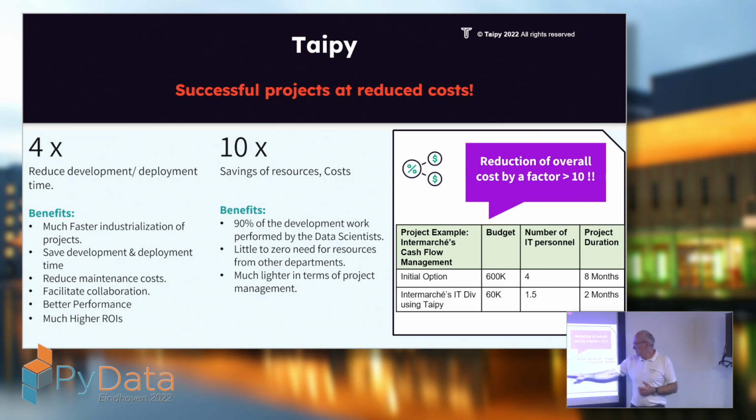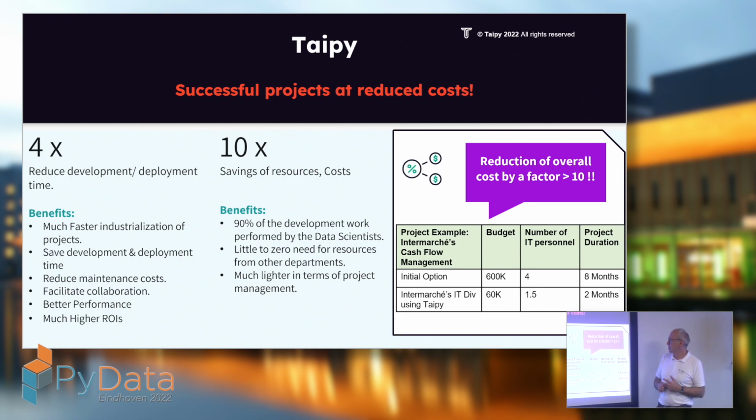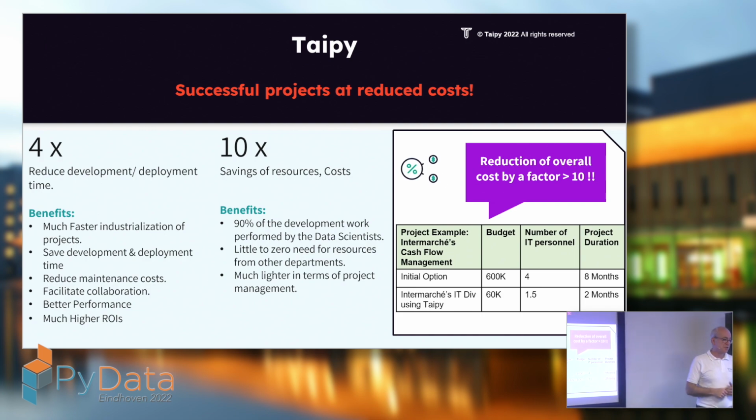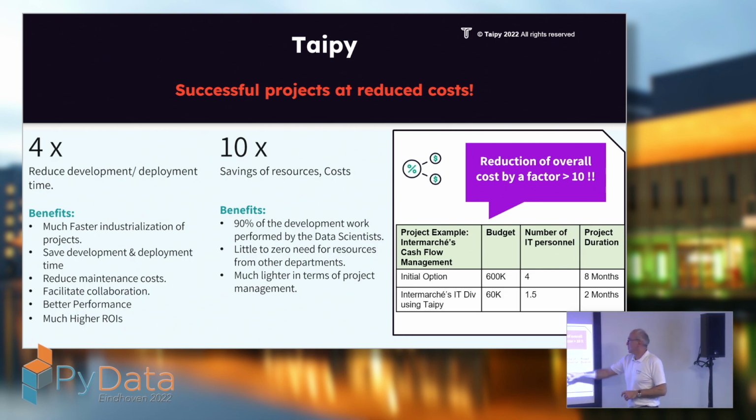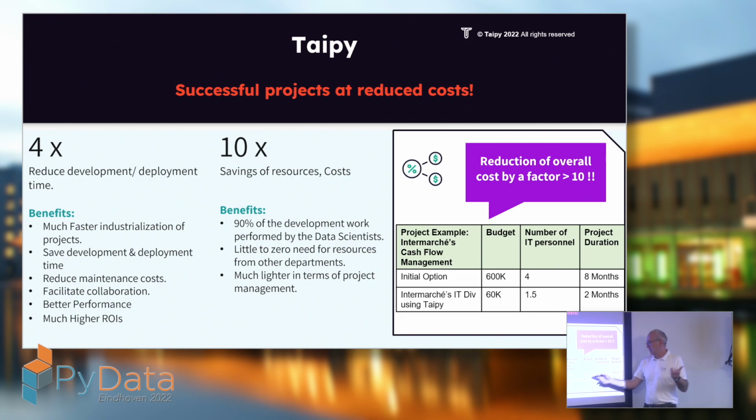In this case, they did an RFP. This is one of the largest retailers in France, called Intermarché. They did an RFP for a cash flow prediction application for the CFO and the treasurers. These were the end users. They hired a company to do the job, 4 people for 8 months.